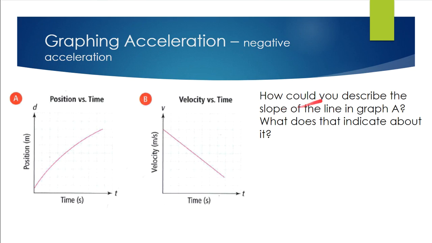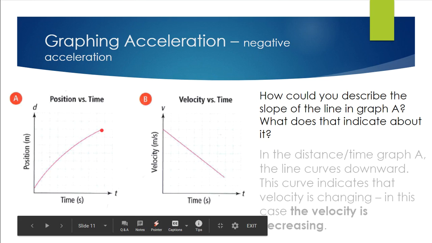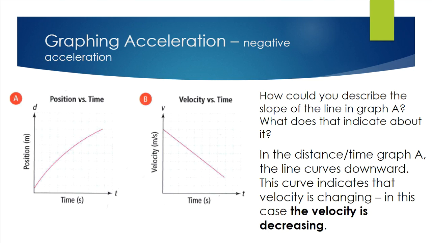Now, how could you describe the slope of the line in graph A? And what does it indicate about it? Well, in this distance time graph in A, the line curves downward. This curve indicates that velocity is changing. In this case, the velocity is decreasing.